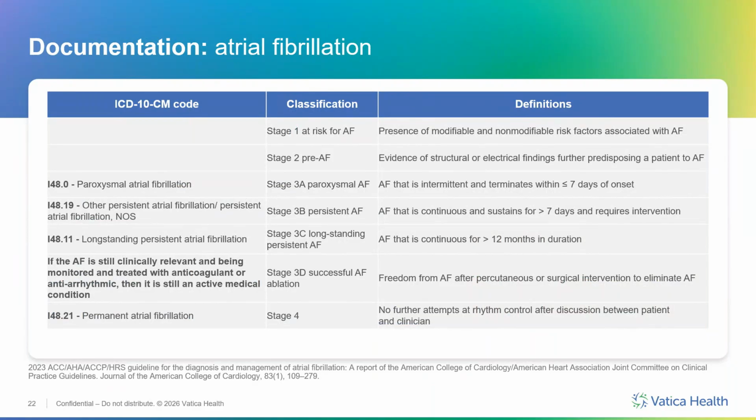You use code I48.0 for paroxysmal atrial fibrillation. Stage 3B is persistent AF. That's continuous for over 7 days, and it often requires intervention. And code I48.19 is for persistent atrial fibrillation. Stage 3C is long-standing persistent AF. That's continuous for over 12 months, and we have I48.11 for this.